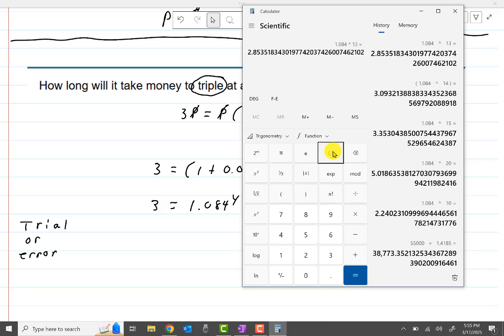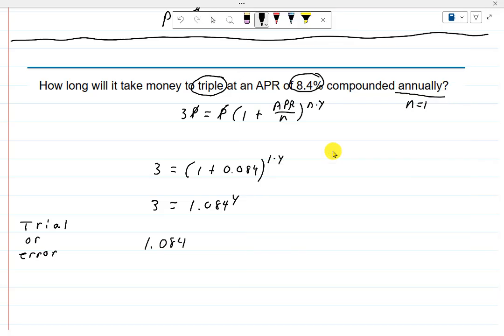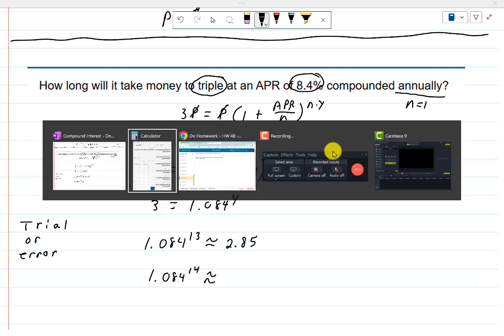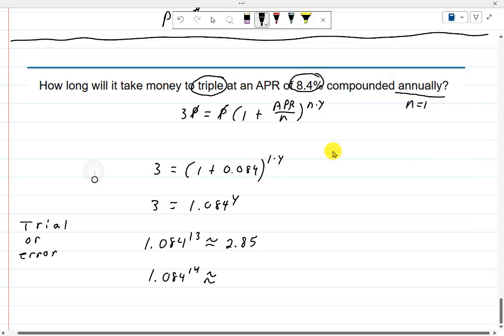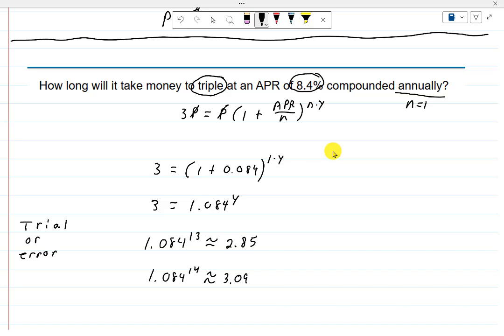So it happens in year 14. And since it's annual interest, that means it happens after 14 years has elapsed. So let me put these numbers in. When I did 1.084 to the 13th, I got approximately 2.85. But then when I did 1.084 to the 14th, that was approximately 3.09. So that means that y equals 14.